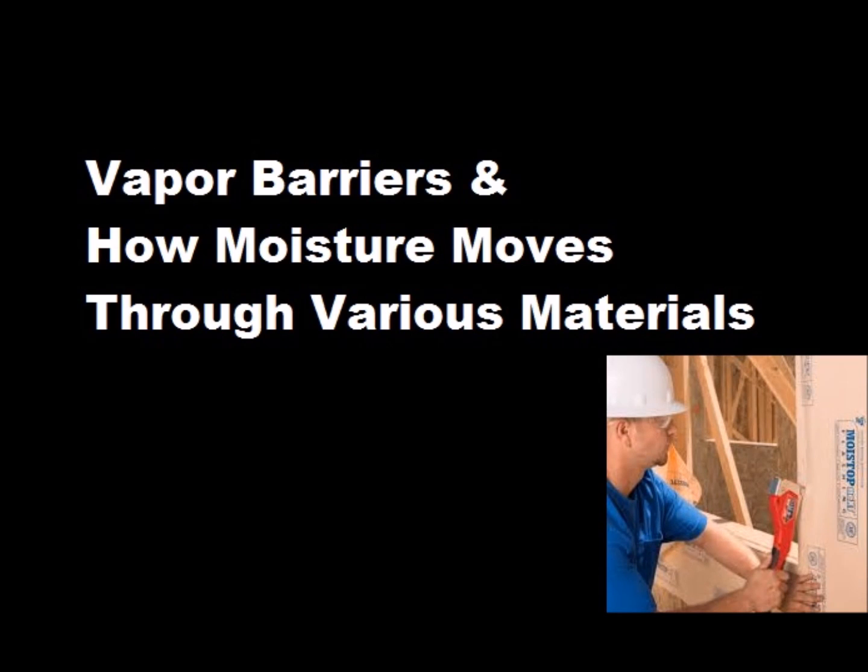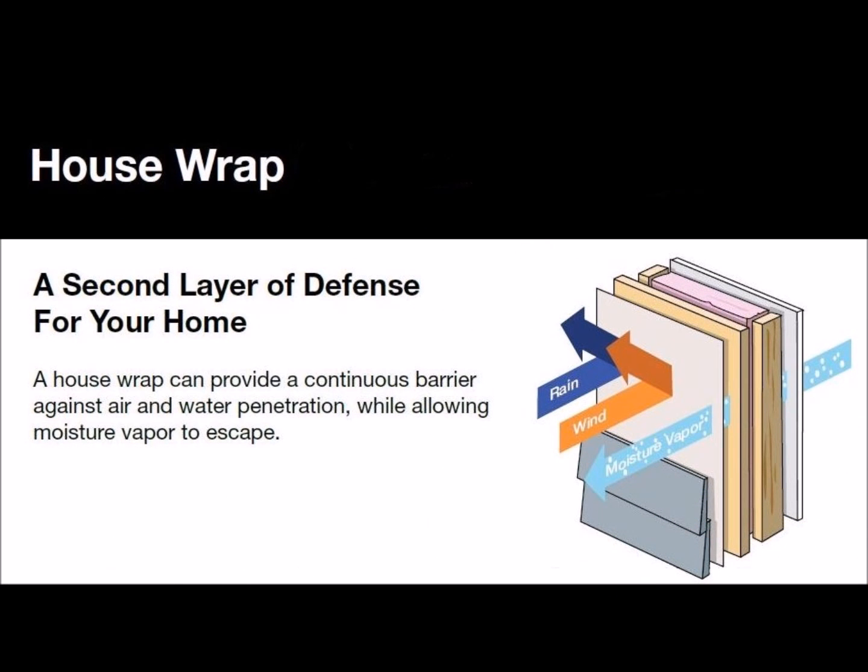Vapor barriers and the movement of moisture. In residential and commercial construction, we use vapor barriers to control the flow of moisture into the building's envelope. Moisture comes in a couple of different forms: humidity or liquid.